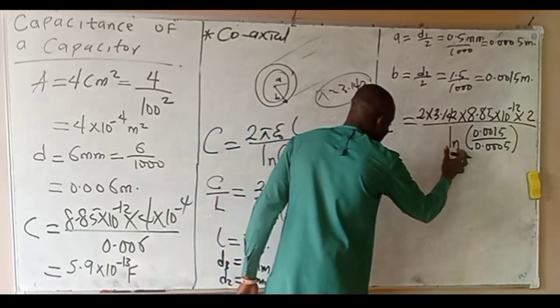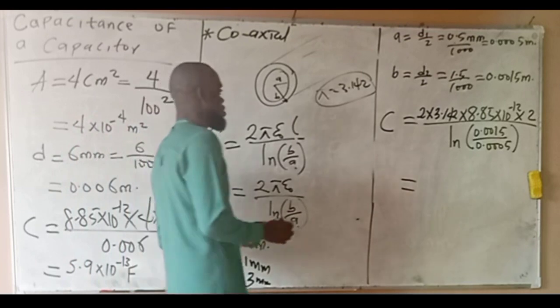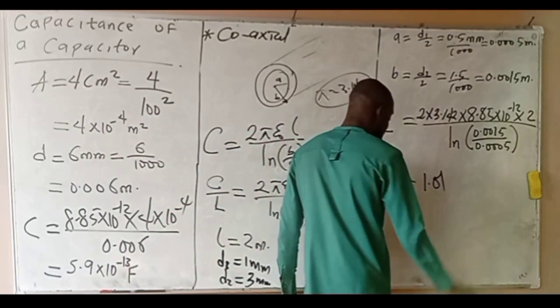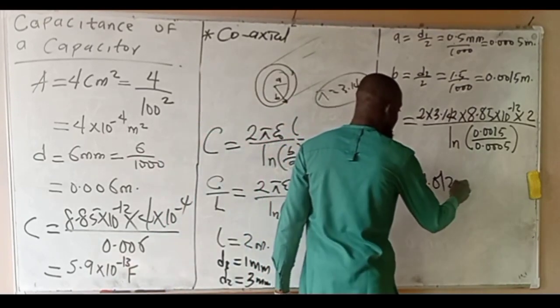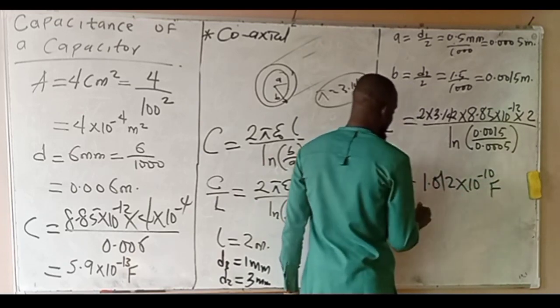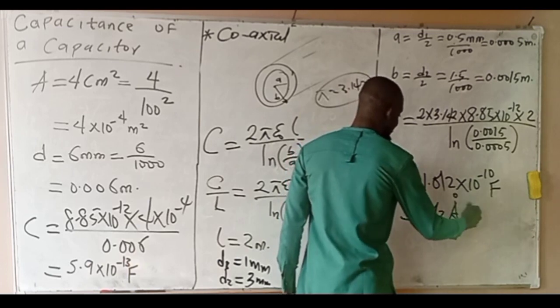You solve this with your computing devices. Take your calculator, you see ln there. Your calculator has ln. So this will give you 1.012 times 10 to the power minus 10 farad. Or you can also say 1.012 angstrom farad.